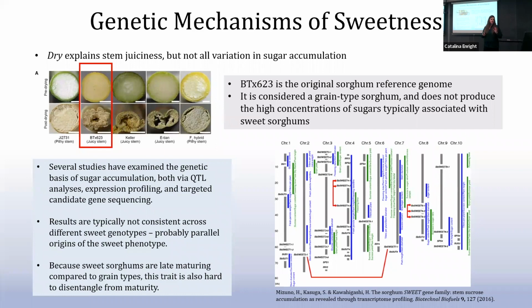And one of the tricky bits about this, again, is we probably have this parallel origin of sweetness, where there's maybe not one thing because it might have happened multiple times in those different locations. And the other really tricky thing is that there's actually a lot of confounding from the maturity patterns. So the sweet sorghums take longer to develop in general than the grain type sorghums, and so they're also accumulating sugar as they develop. And so a lot of times when you look for differences, what you get are QTL that overlap the maturity genes.